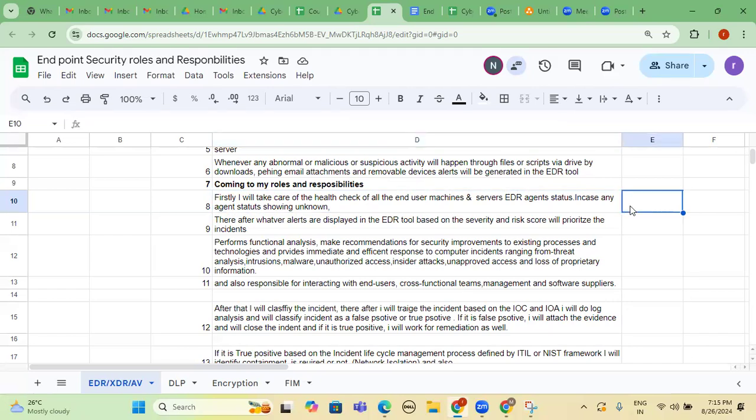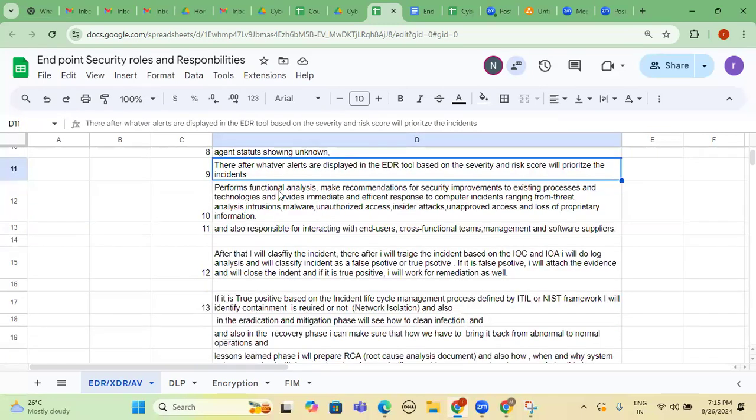It's like implementation level, basically. Okay. So these roles and responsibilities are a combination of administration, implementation, and operational support as well. Normally incidents, alarms, or alerts will be triggered either to the EDR dashboard or maybe through email notification. Based on the risk score and severity, I will prioritize the incident.